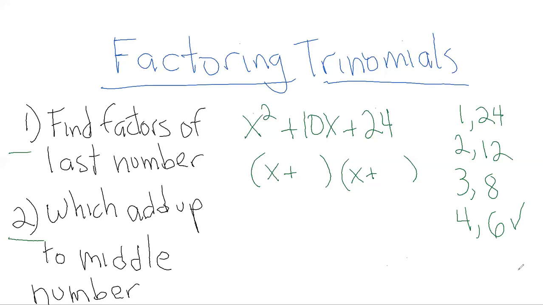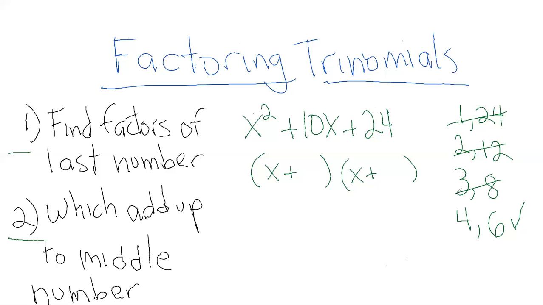We have plenty. So this middle number could have been 25. Now we need to see which factors add up to 10. 24 plus 1 is 25. That's not it. 12 plus 2 is 14. That's not it. 8 plus 3 is 11. That was close, but it's not 11, it's 10. We're looking for 10. And finally, 4 and 6, they add up to 10 and they are factors of 24.